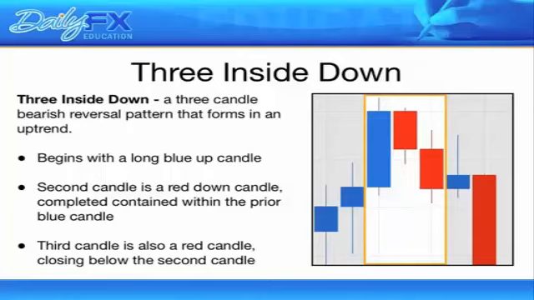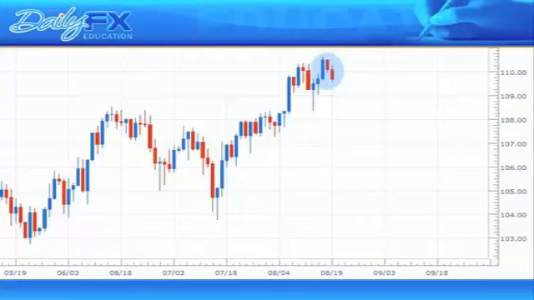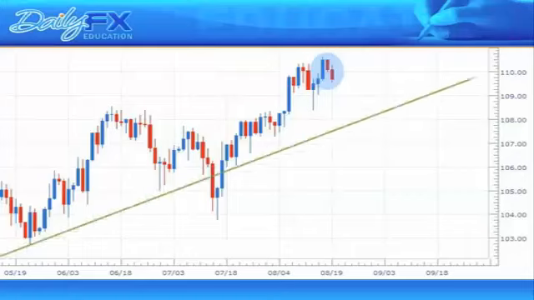Let's now take a look at a trading example. This is a daily chart of the dollar-yen. You can see here that a 3 inside down pattern has formed, but something doesn't look right. This candle formation is bearish, but price action right now looks fairly bullish based on this trend line. In an upward trending market, we should really only be looking for buying opportunities. So should we act on the bearish 3 inside down pattern?